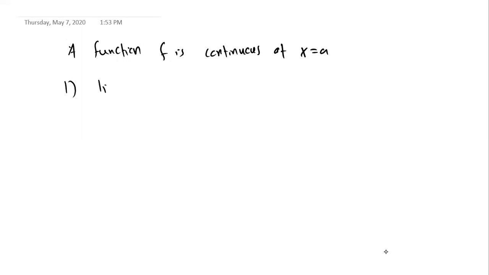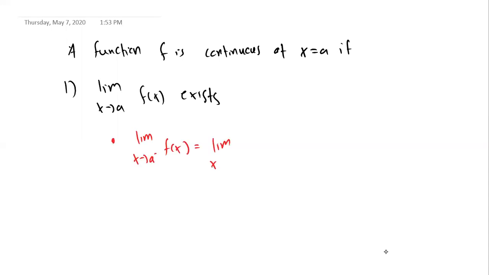One, check if the limit as x approaches a of f of x exists, right? So the limit has to exist. And remember that for the limit, this was equivalent to the limit as x approaches a from the left of f of x being equal to the limit as x approaches a from the right. So you check both one-sided limits, and if they're equal and they exist, then the limit exists. So this is where the one-sided limits might come into play.